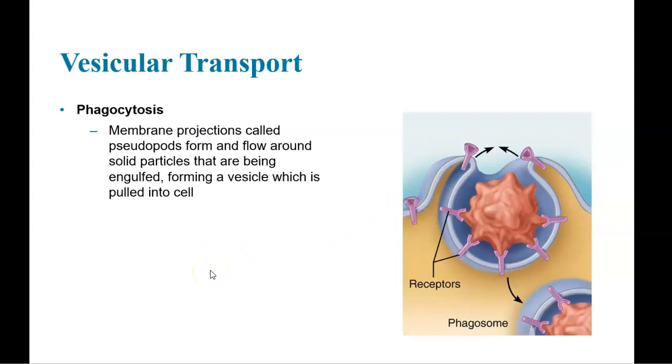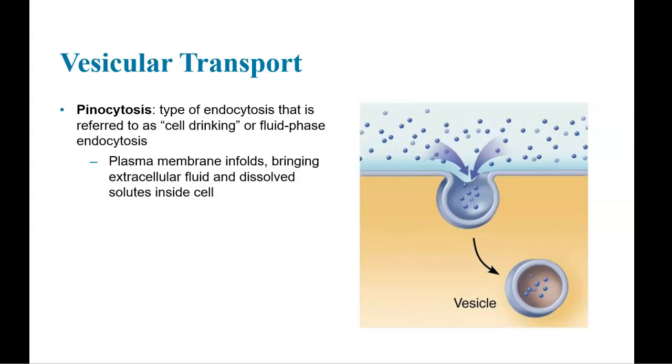Then we have pinocytosis, which is another type of endocytosis. This is referred to as cell drinking. Here, the plasma membrane infolds and it brings the extracellular fluid into the cell.